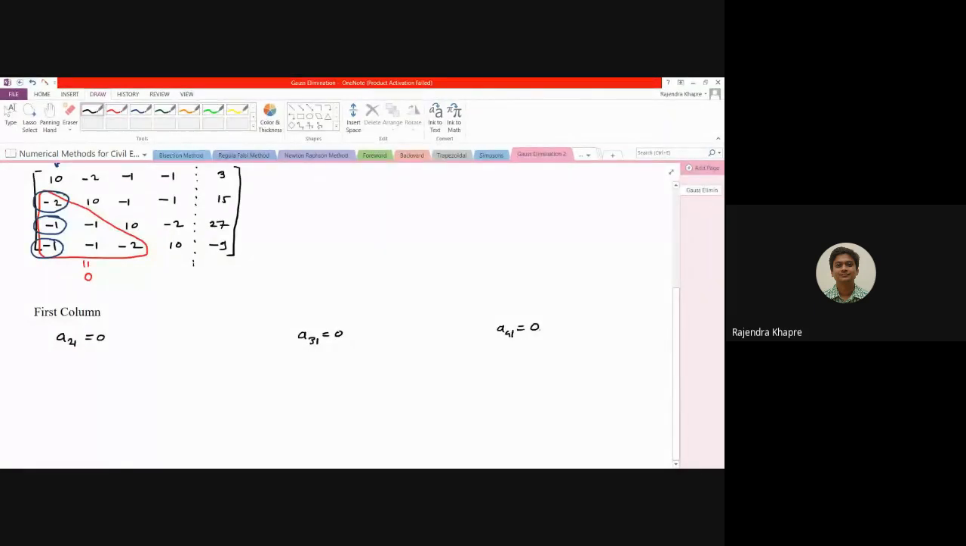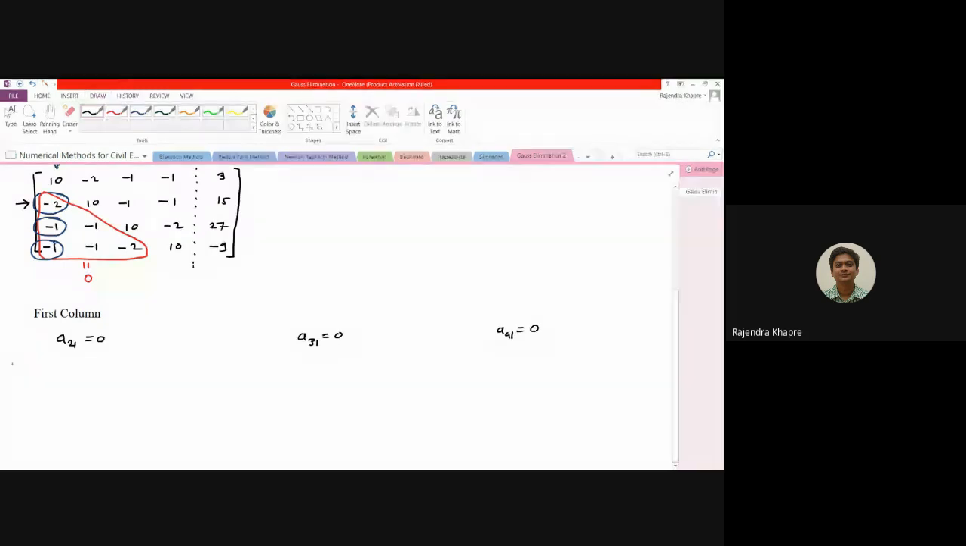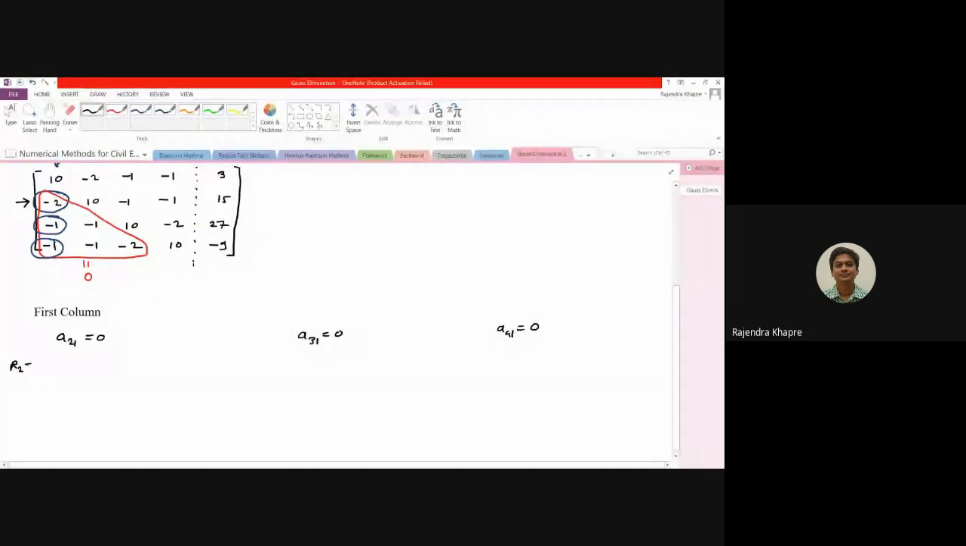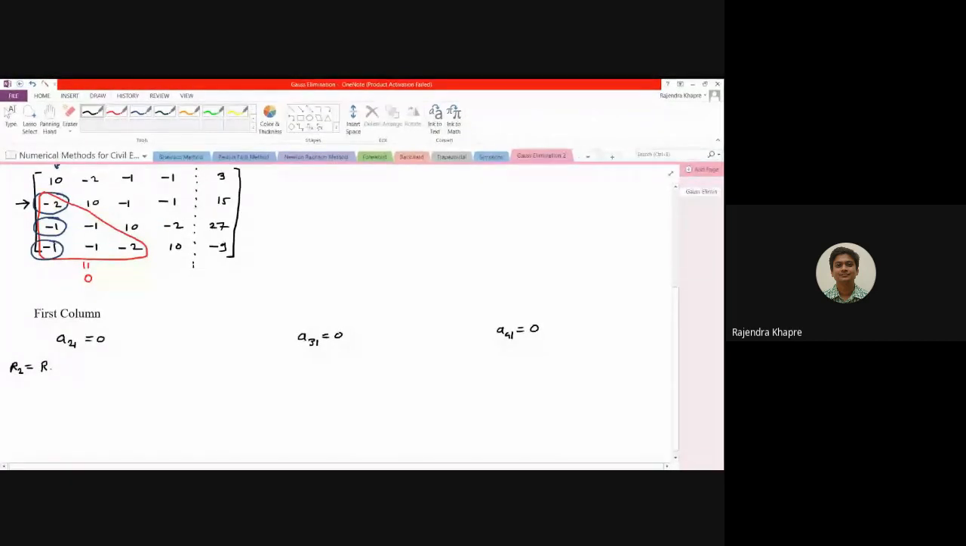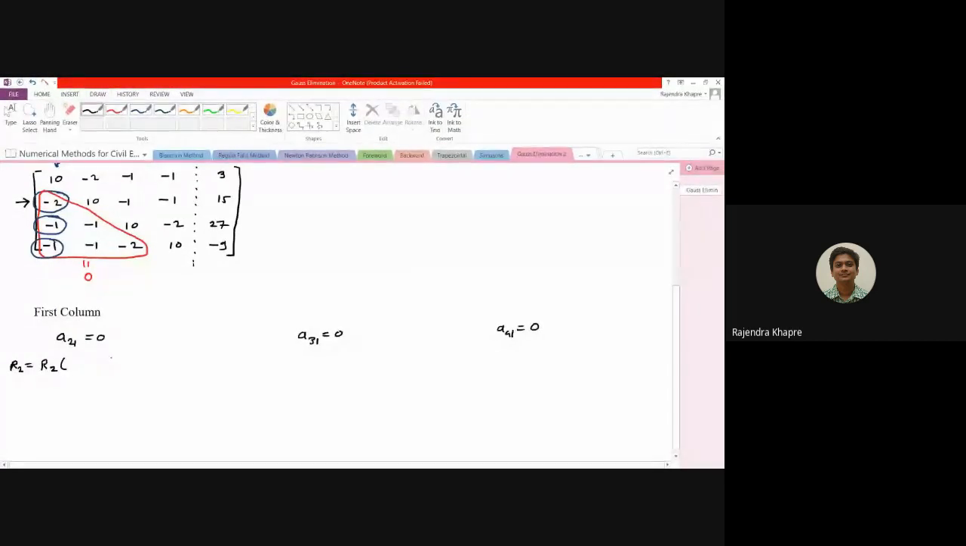If I go for the first one, that is a21 equals 0, this means this minus 2 has to be converted into 0. For this purpose, I am going for the operation of rows. Row 2 will be row 2 multiplied by some factor minus row 1. Why am I picking row 1 over here? Because the diagonal value has to be considered.